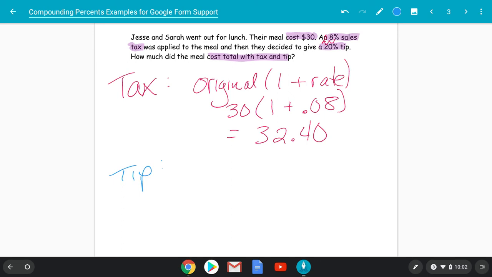So to find the tip, we're adding to what they're spending because they're going to pay more to tip the waiter or waitress. So we're going to have our original times 1, again, plus the rate. So both tax and tip, we are adding to the original. So now our original is the $32.40. So we have a new original based on the fact that we're talking about how much it costs them with the tax when we now calculate our tip.